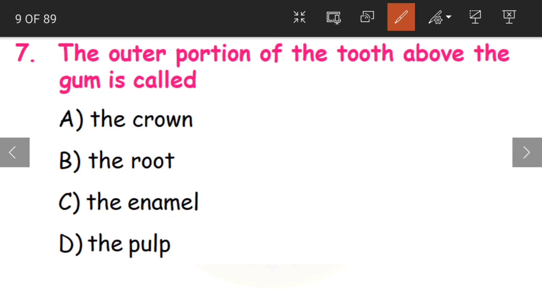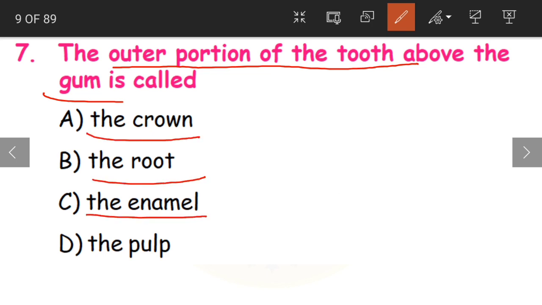Okay, children. The seventh question. The outer portion of the tooth above the gum is called what? Is it the crown, the root, the enamel, or the pulp? And the answer is the crown. Okay, children, we call it the crown. This is the outer portion of the tooth above the gum.